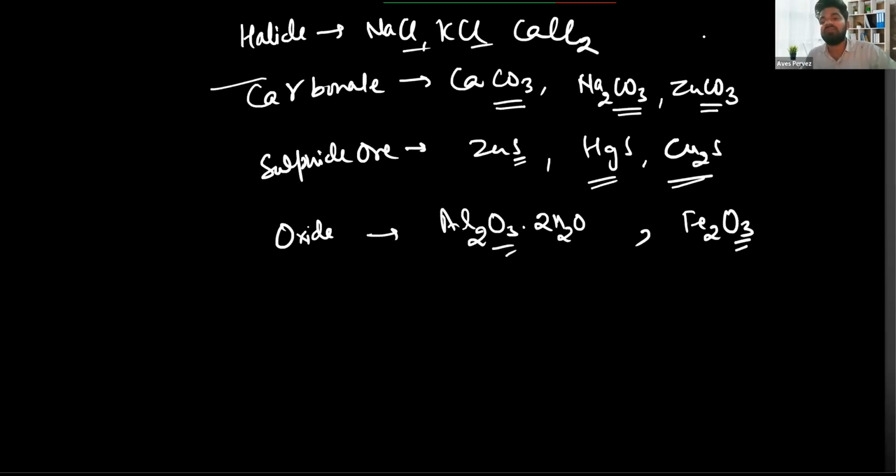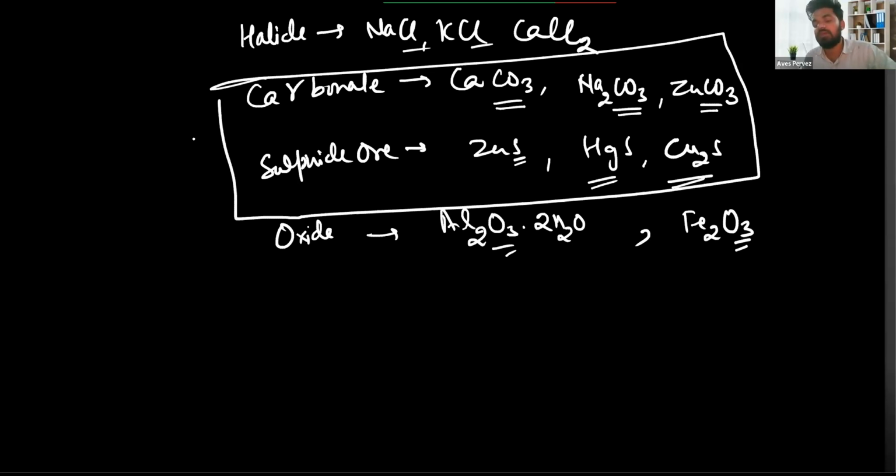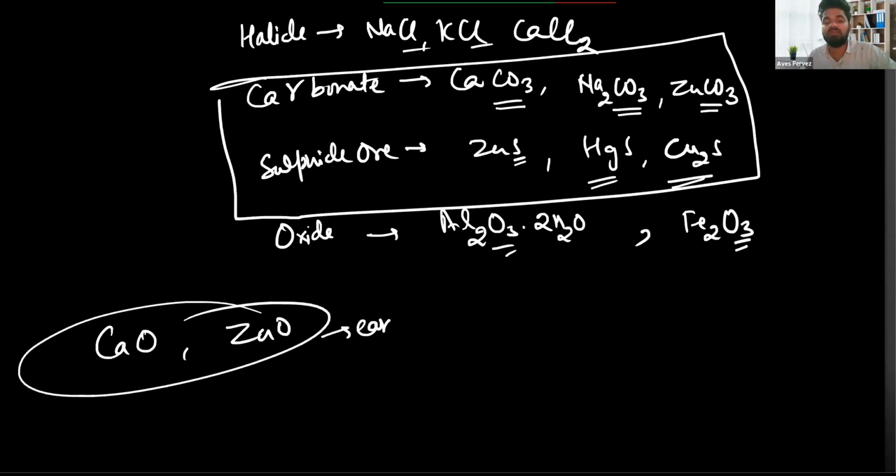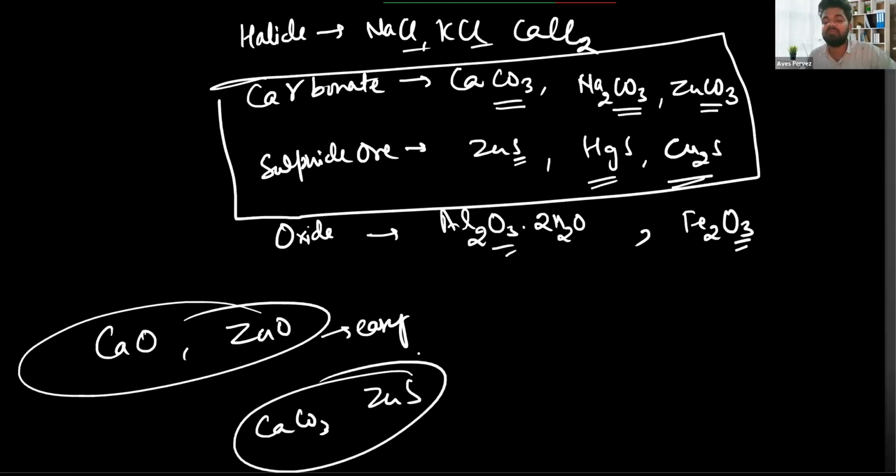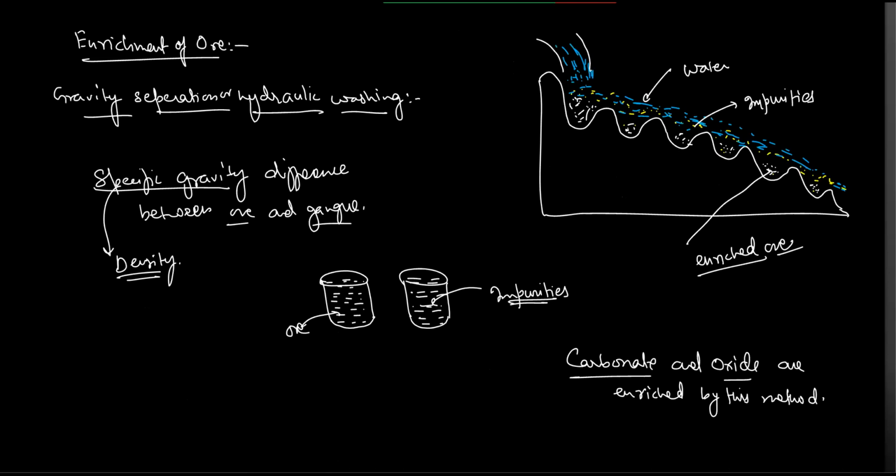Now we are just going to convert this carbonate ore and sulfide ore into their oxide form. Why are we doing this? Because it is easier to extract metal from their oxide form. If we have calcium carbonate or zinc sulfide and we are extracting metal from it, it is difficult. You understood what I'm saying here? So we are just converting this into this form, this into this form. Understood? Yes, sir.